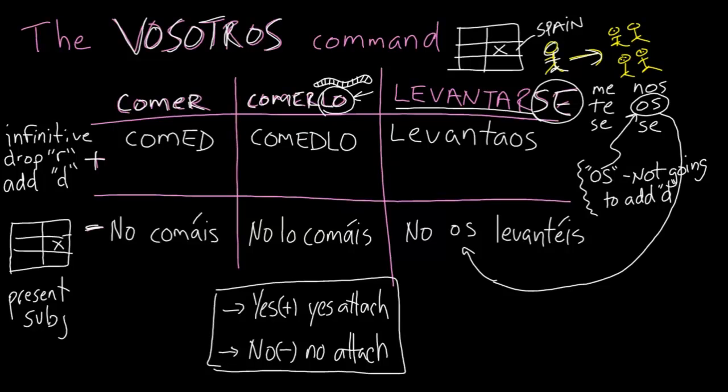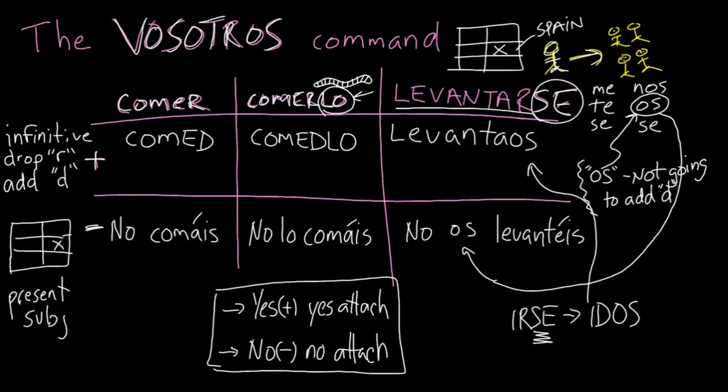Yes command, yes attach. Now we do have one exception to this rule, and that exception is when we are working with the verb irse. We leave the D in there, so we drop our R, so we would get id, and then to deal with the reflexive portion, we would put on our os. So that is the one exception that we have.